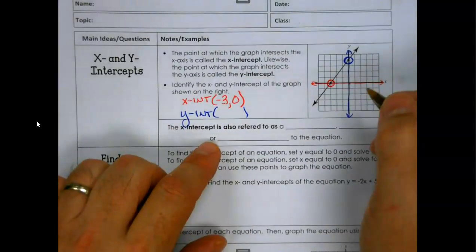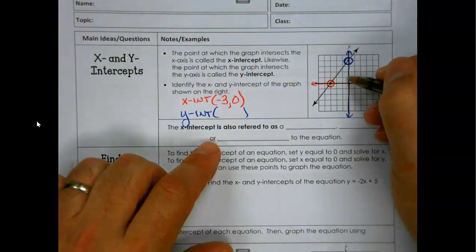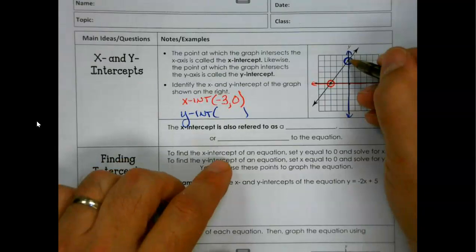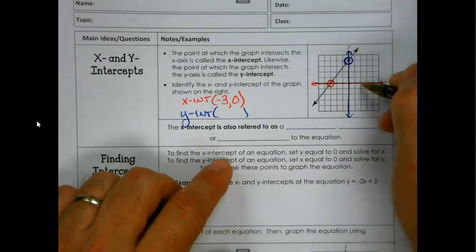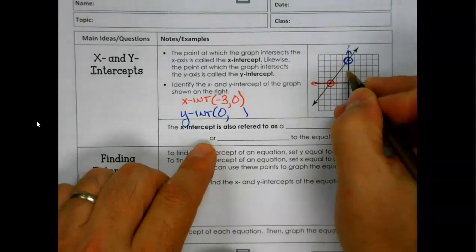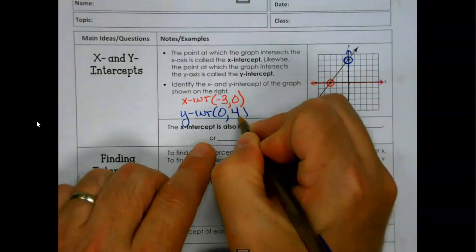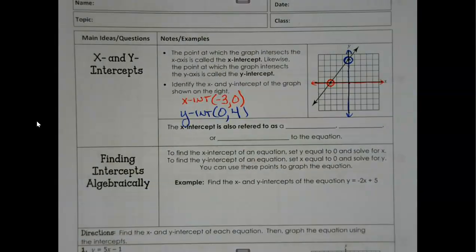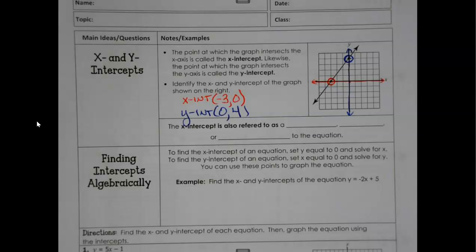My y-intercept, I go up 1, 2, 3, 4. Now I have to be careful. I didn't go left or right any. So that part is 0. But since I went up 4, that's my y value. Because every time we do coordinate points, we do x and then y.